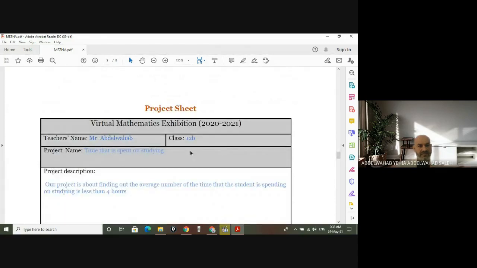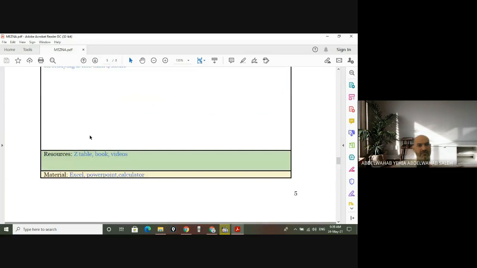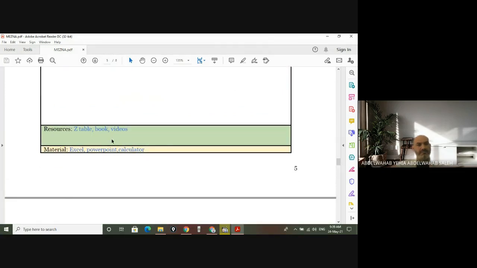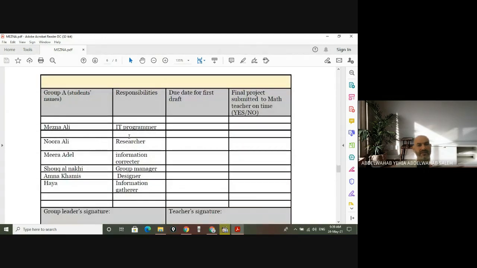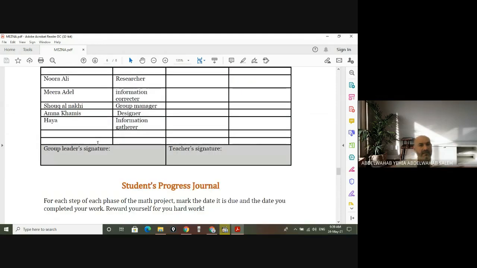Here in the details, first of all, the teacher name and the product name and so on, the title and resources, the responsibility for each member in the group. We have Mizna, Noura, Amira, Shub, Amna, Kamis, and Haya.